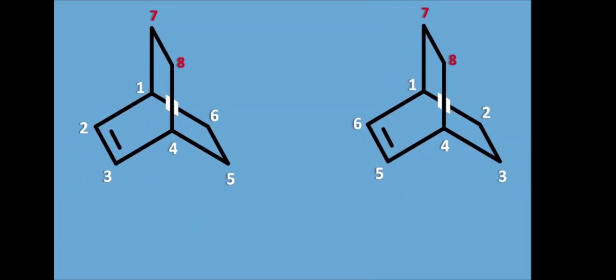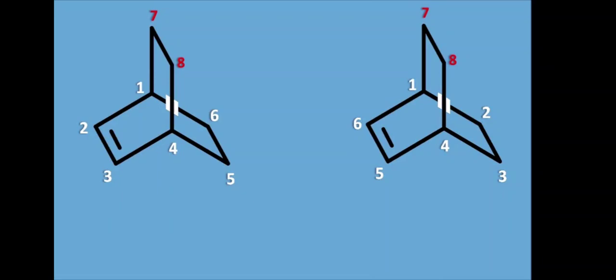So next we have to give the numbering in another direction, that is clockwise direction. So we can write it as 1, 2, 3, 4, 5 and 6 in the clockwise direction. So here also the bridge heads are 1 and 4, 7 and 8 to the bridge, and the double bond lies between 6 and 5.